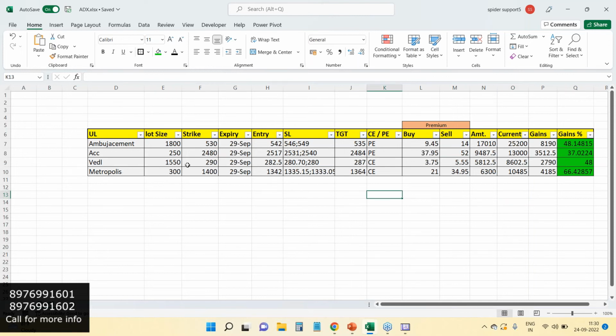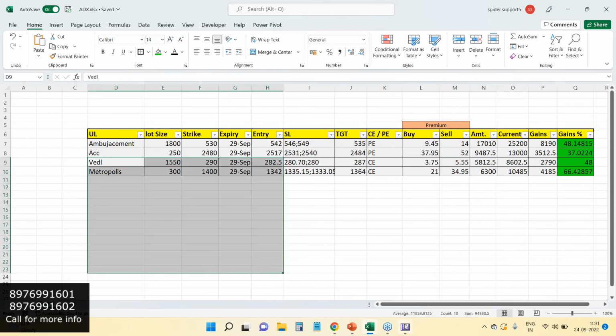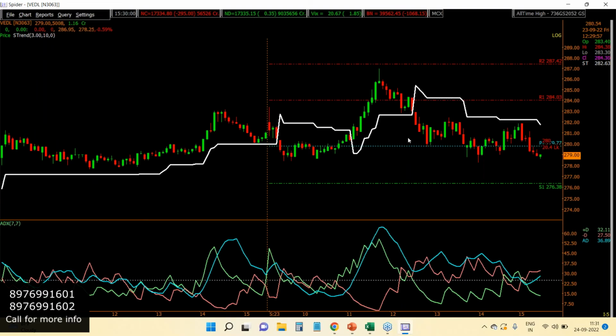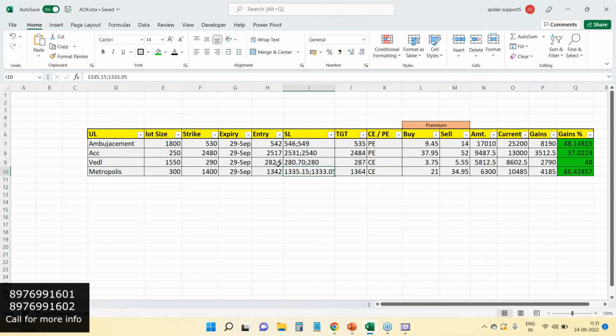So we will be making a profit of 12,900. And the next trades that I took, as you can see, were Vedanta and Metropolis. I'll just show Vedanta now. If I click Vedanta Limited, see, in Vedanta I have gone for a buying position.